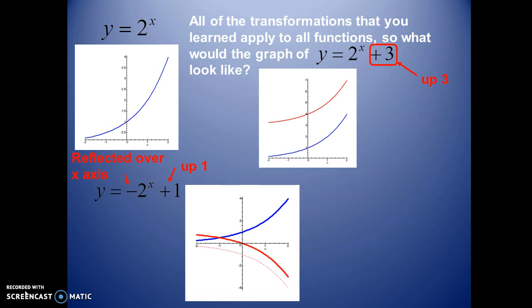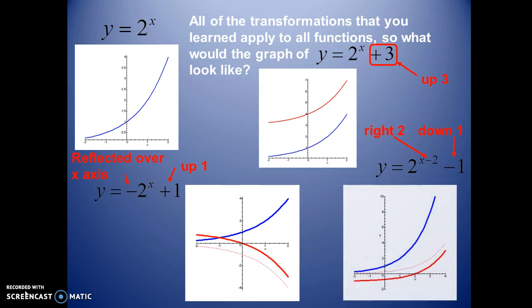So again, the blue is your original function, and they have flipped it and moved it. And then finally, how do you shift it left and right? Well, your grouping symbols are up here in your exponent. Even though you don't see parentheses, it's still grouped together in the exponent. So a -2 up in the exponent is actually going to move it to the right, and then the -1 is going to move it down. So your original function moved down 1 and to the right 2.